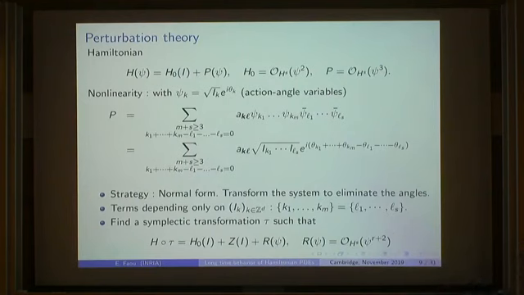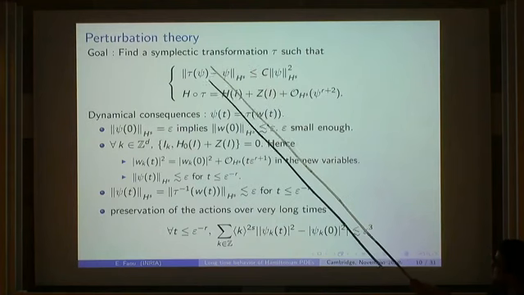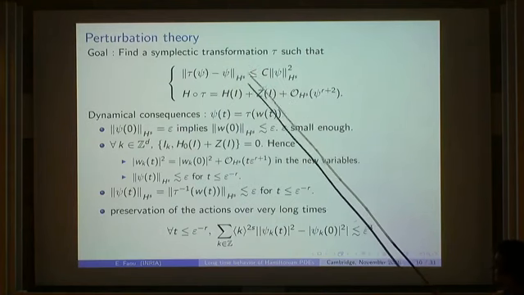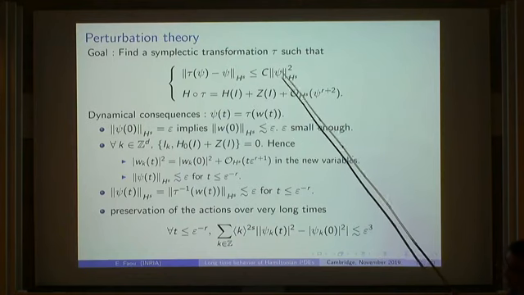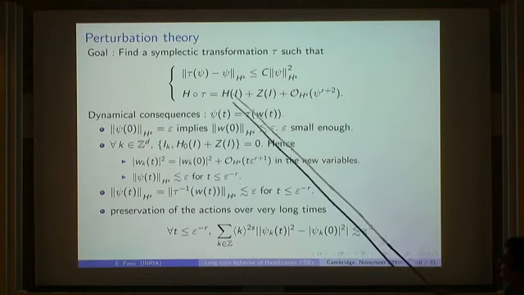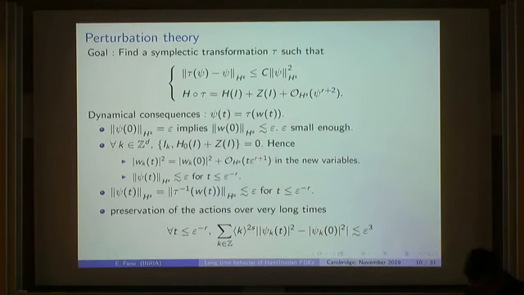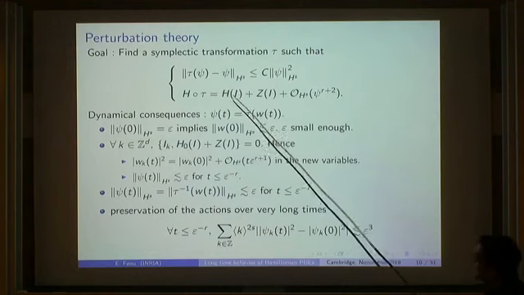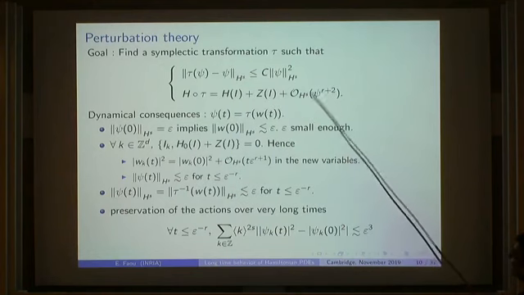Okay, so now this is the strategy. You want to find a symplectic transformation which is close to the identity. Which means that if psi is small, of order epsilon, the perturbation is of order epsilon squared. And in the new variables, of course, it's symplectic, so you just need to look at the Hamiltonian. It is the sum of an integrable Hamiltonian, depending only on the action, so a diagonal one, if you prefer, and something that is small, if psi is small.